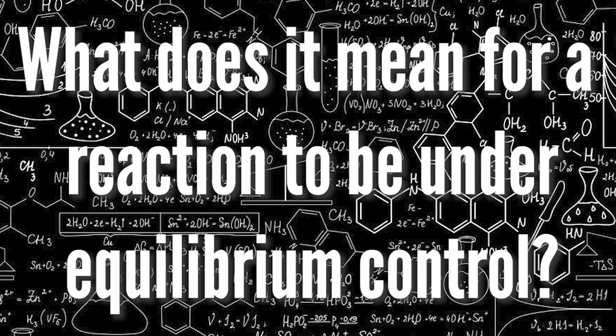47. What does it mean for a reaction to be under equilibrium control? In an equilibrium reaction, the more thermodynamically stable product or reactant will predominate in the equilibrium mixture. And because of that, the reaction is said to be under equilibrium control.